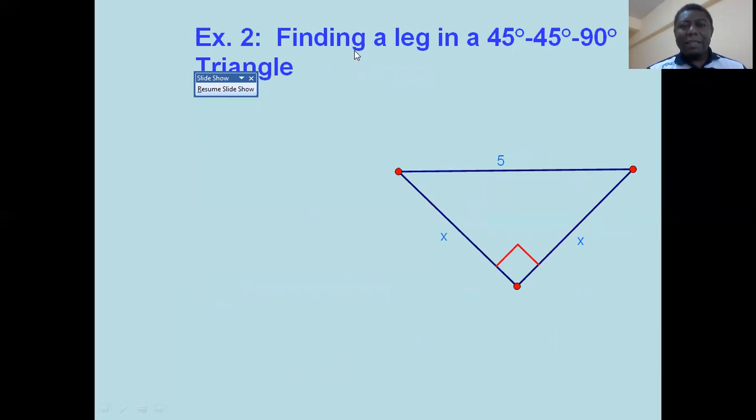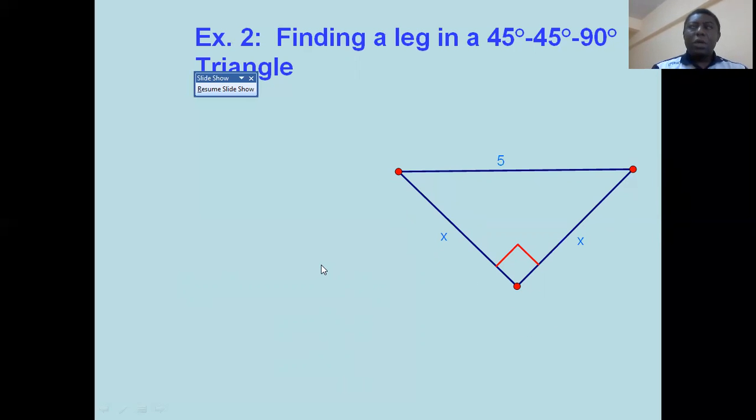So then, example 2: find a leg in a 45, 45, 90 triangle. Here we have a 45, 45, 90 triangle. Now, in this case, we have the hypotenuse, but we don't have these legs. We don't know these legs. We want to find these legs.